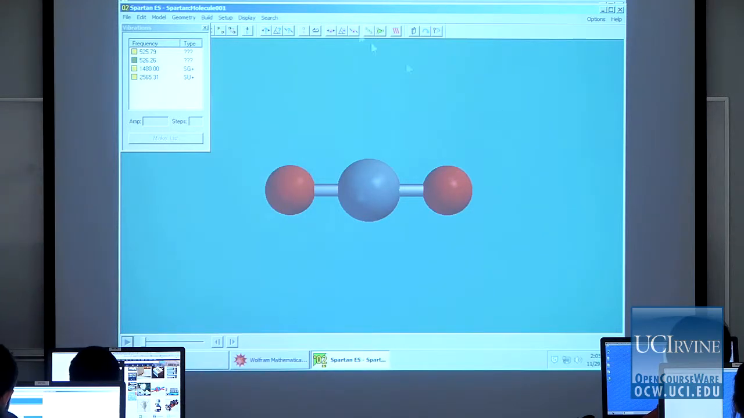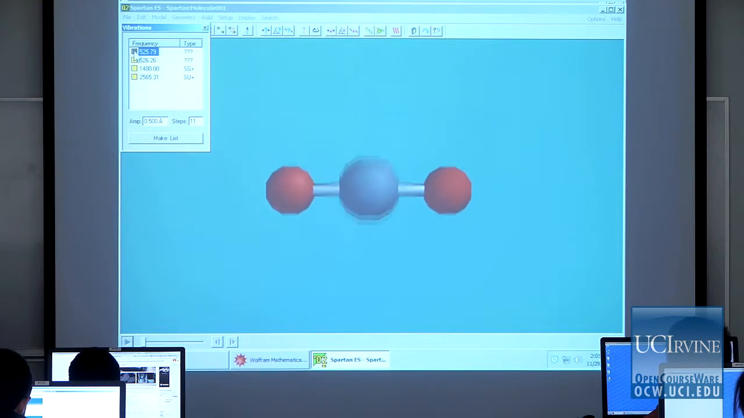Okay, so if I go over here to this little table, which reports the frequencies of the vibrations, the first thing I notice is that there are 4 vibrations here, and it looks like 2 of them have essentially the same frequency. And if I click on the checkbox here, I see that the one corresponding to about 526 wave numbers is actually a bending motion of the CO2 molecule.